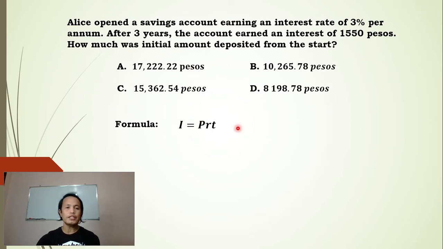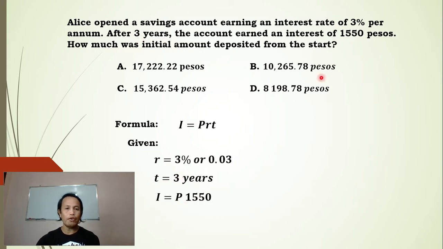So first things first is to identify the given. First, we are given the rate, of course, 3%. And we need to change 3% to decimal, that is 0.03. Then afterwards, we have the years or the time. We have 3 years, so our T is 3 years. And of course, our interest is 1,550 pesos. And we are told to find the principal.